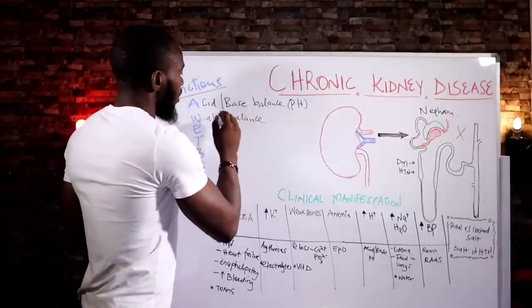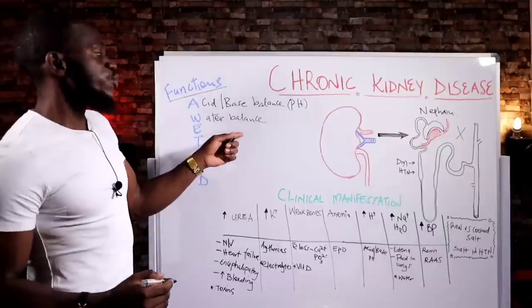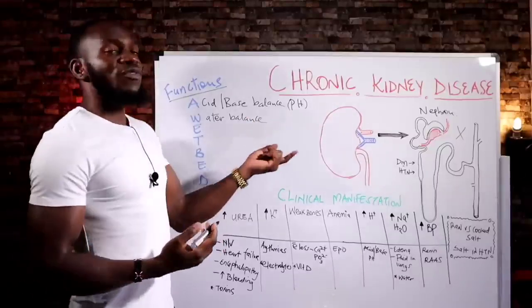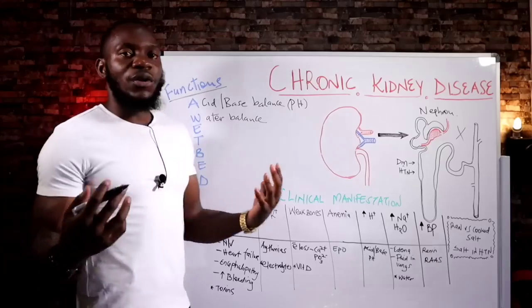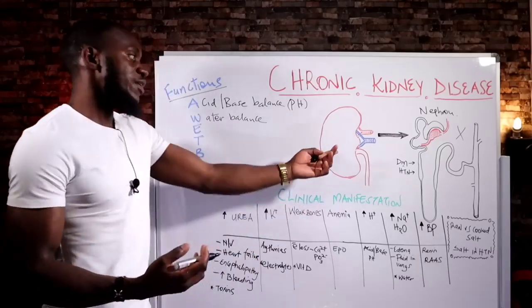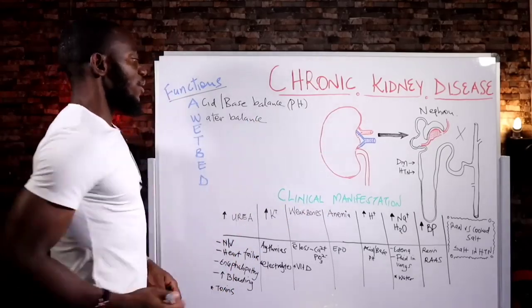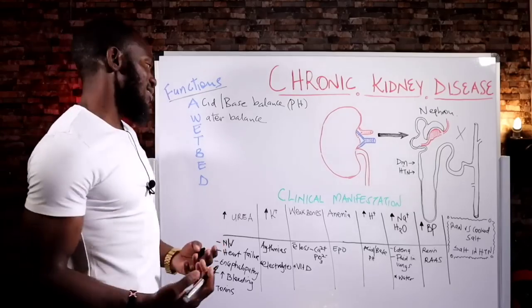Then W is basically water balance, and this happens in conjunction with sodium, because where sodium goes, water follows. So if the kidney reabsorbs sodium, then water has to follow. So again, if you have a lot of water in the system, maybe edema, the kidney plays a role to excrete that water through urine, and that reinstates the homeostasis.